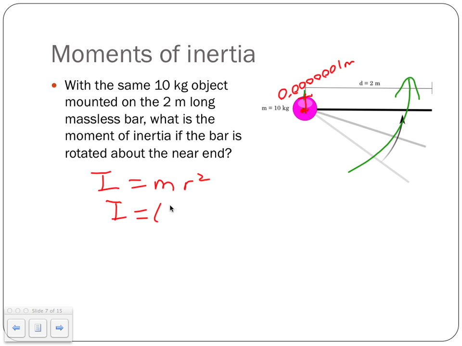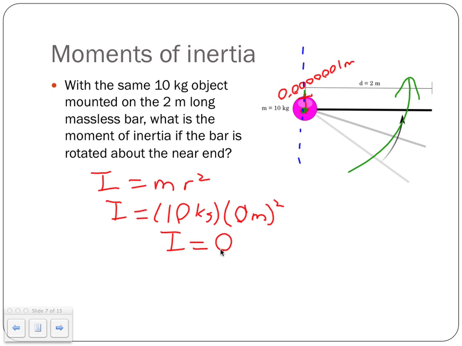The mass is 10 kilograms. Well, what's the radius? Well, the object is located right here, and the axis of rotation is also located right there, which means that the radius is 0. So then we don't have any distance from the axis of rotation, so it's just 0, which means the moment of inertia here would be 0.